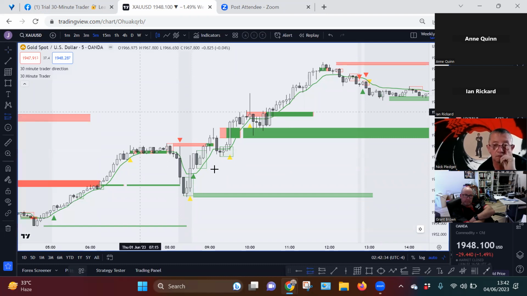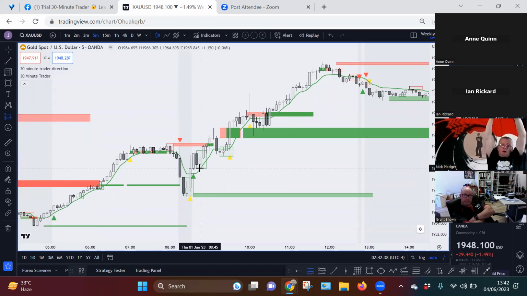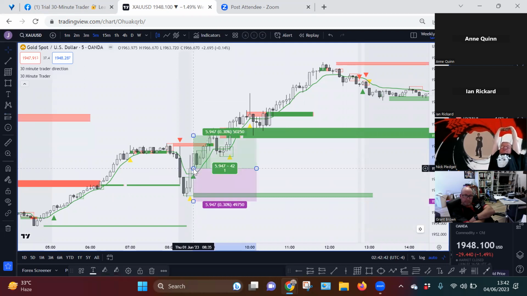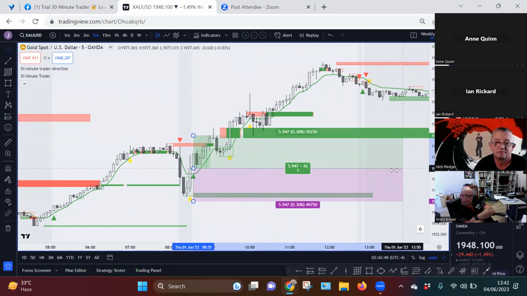But let's just look at it once again. Would it be okay if I placed the entry on that candle just there? Since that's closed through, would that be okay? Would that be fair? Or would it be cheating? Yes, mate, that's fine. It's all about being honest.